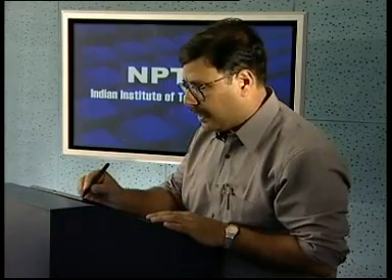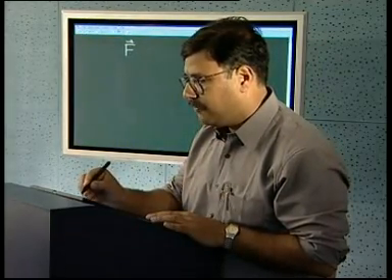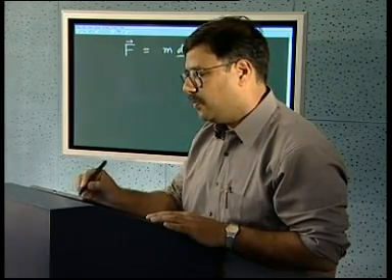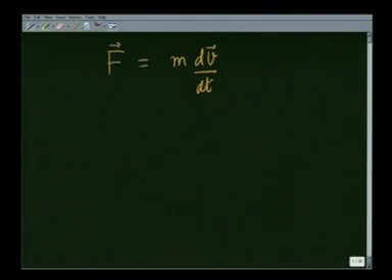Recall that the equation of motion is F is equal to m dV over dt, but at times it may so happen that I am not interested in the evolution of the system as a function of time. For example, if a particle is falling in the gravitational field of the earth, I may be interested in knowing what is its velocity at a certain height from the earth, and I do not have to really worry about time. In such situations, we eliminate time. And how do we do that?